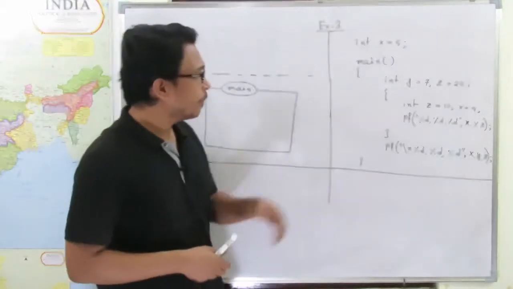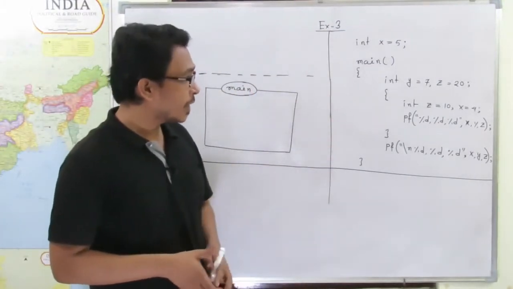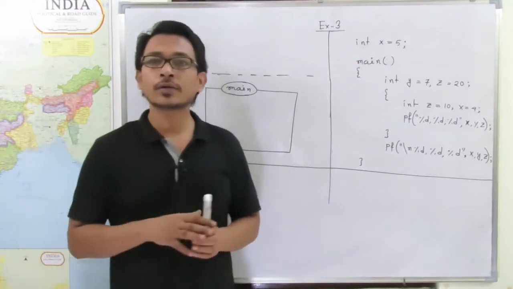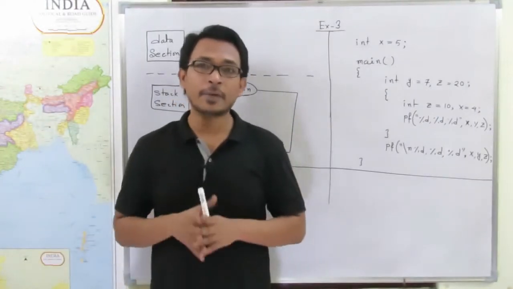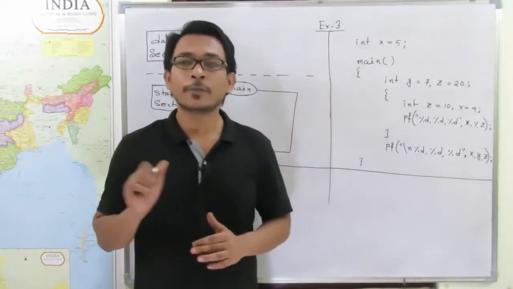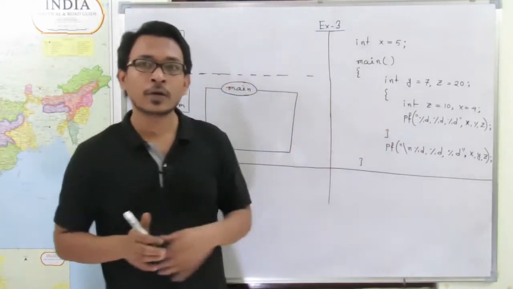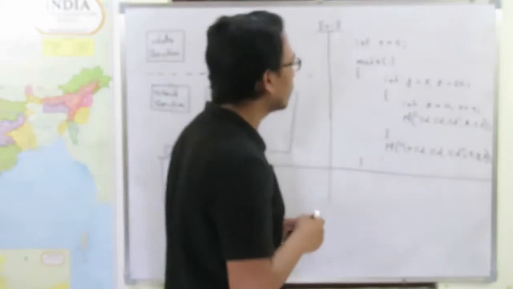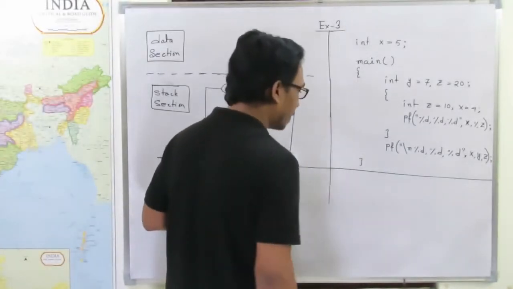So again we have a code segment given to us, and we need to know how the system will allocate memory for all the variables used in the program, and how the system will work with the program. So let's start. First of all, observation of this particular given problem.